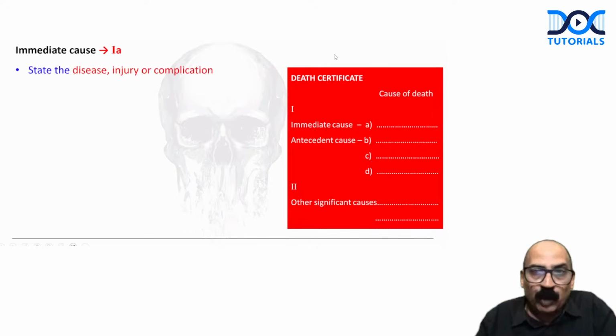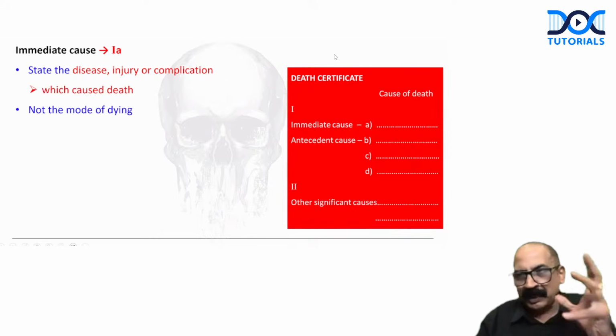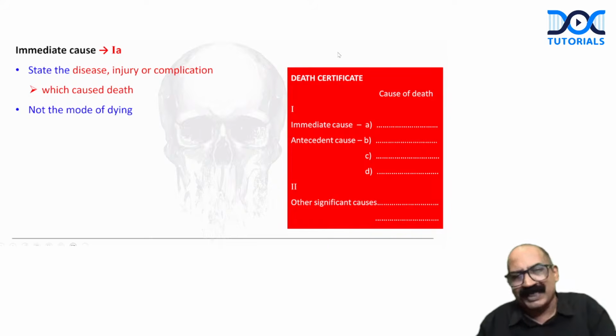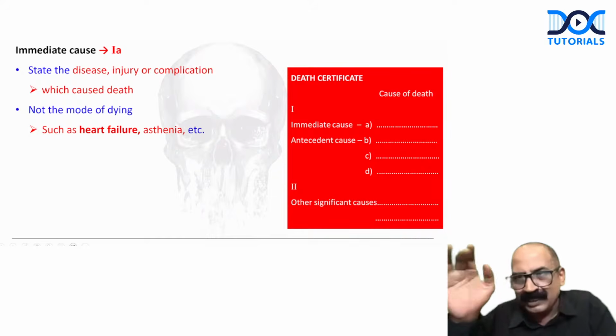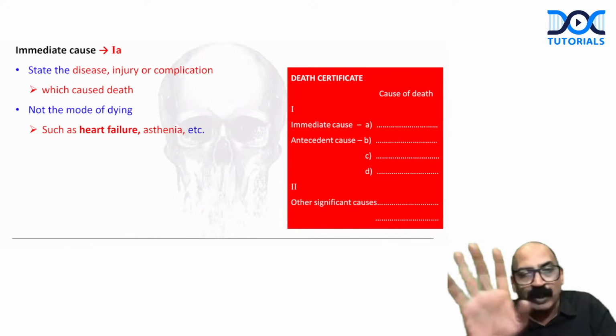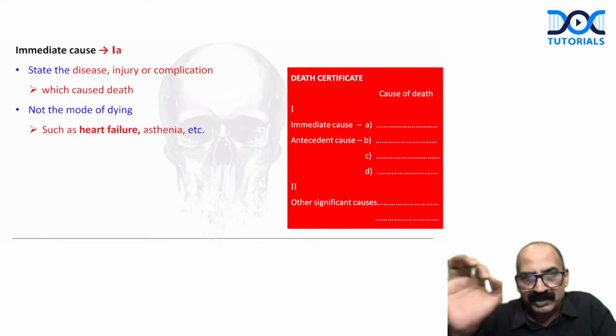State the disease or injury complication, not any vague terms. You can write died due to respiratory failure, cardiac respiratory failure, died due to diarrhea, died due to loose motion, died due to fever, died due to common cold. You should not write like this. It should be exact diagnosis.